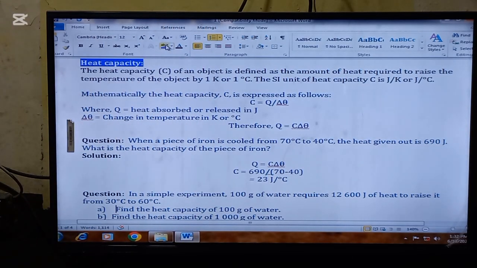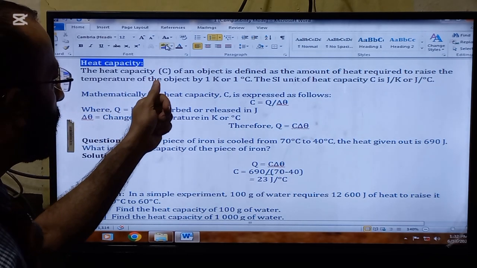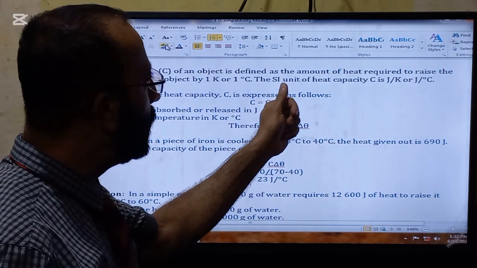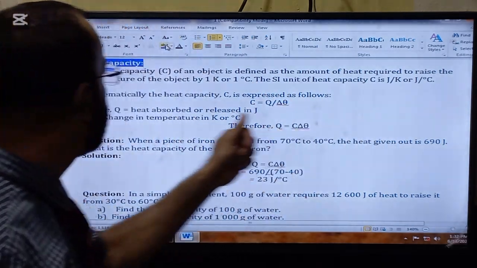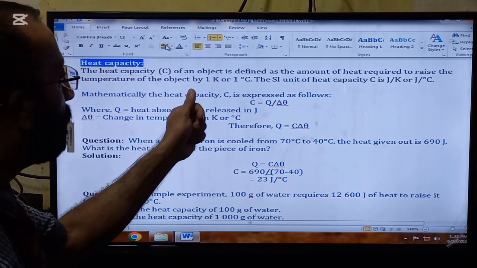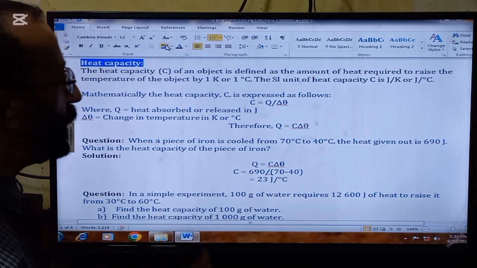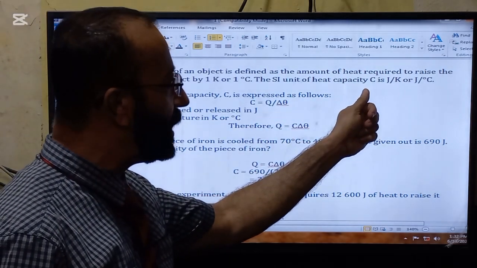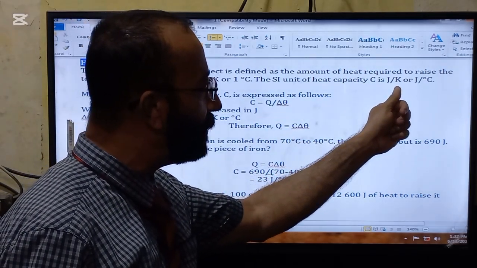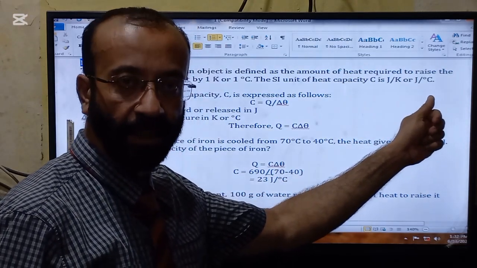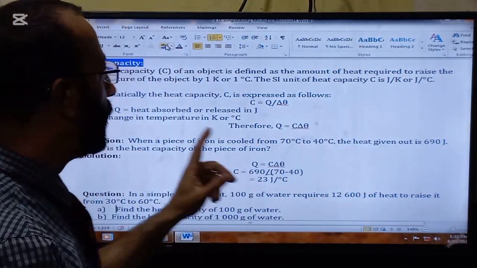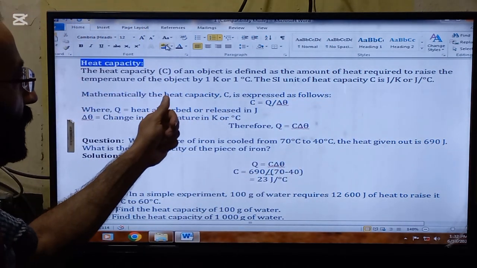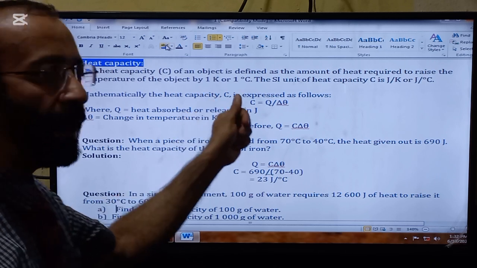Heat capacity. The heat capacity, represented by capital C, of an object is defined as the amount of heat required to raise the temperature of the object by 1 Kelvin or 1 degree C. The SI unit of the heat capacity capital C is joule per Kelvin or joule per degree C. So these are two units, and the definition is the amount of heat required to raise the temperature of the body by 1 Kelvin or 1 degree C.